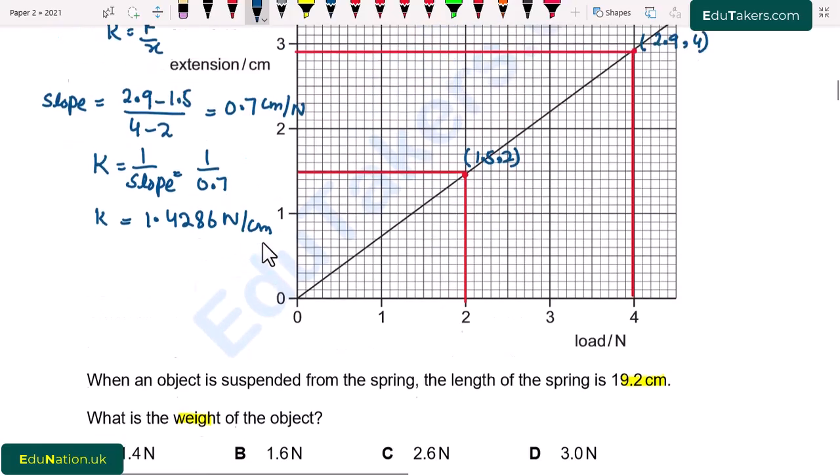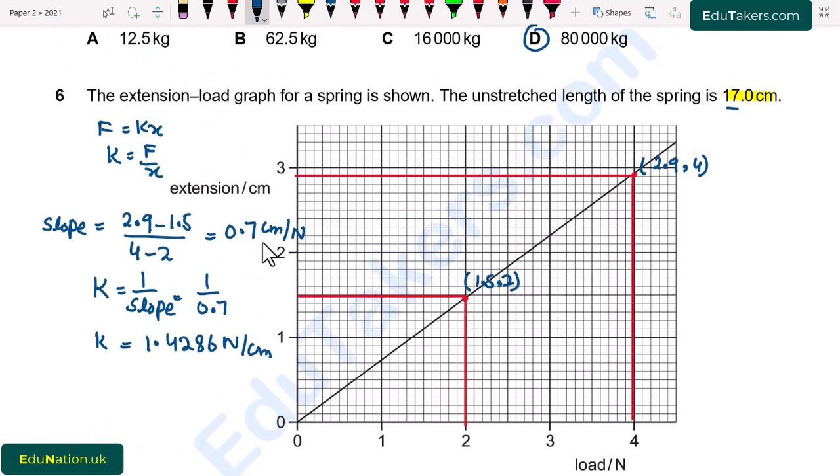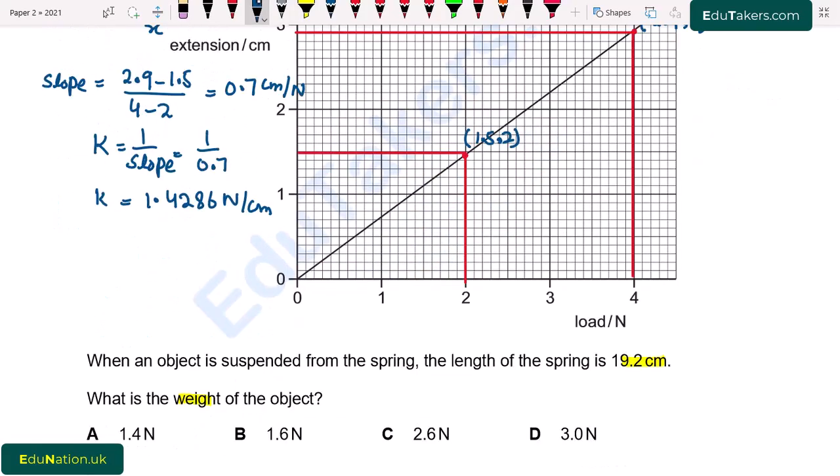Next we have to find the value of extension. First of all, the original length is given, which is 17.0. When the object is attached, the length is 19.2 centimeter. So extension is equal to 19.2 minus 17, which will be equal to 2.2 centimeter.